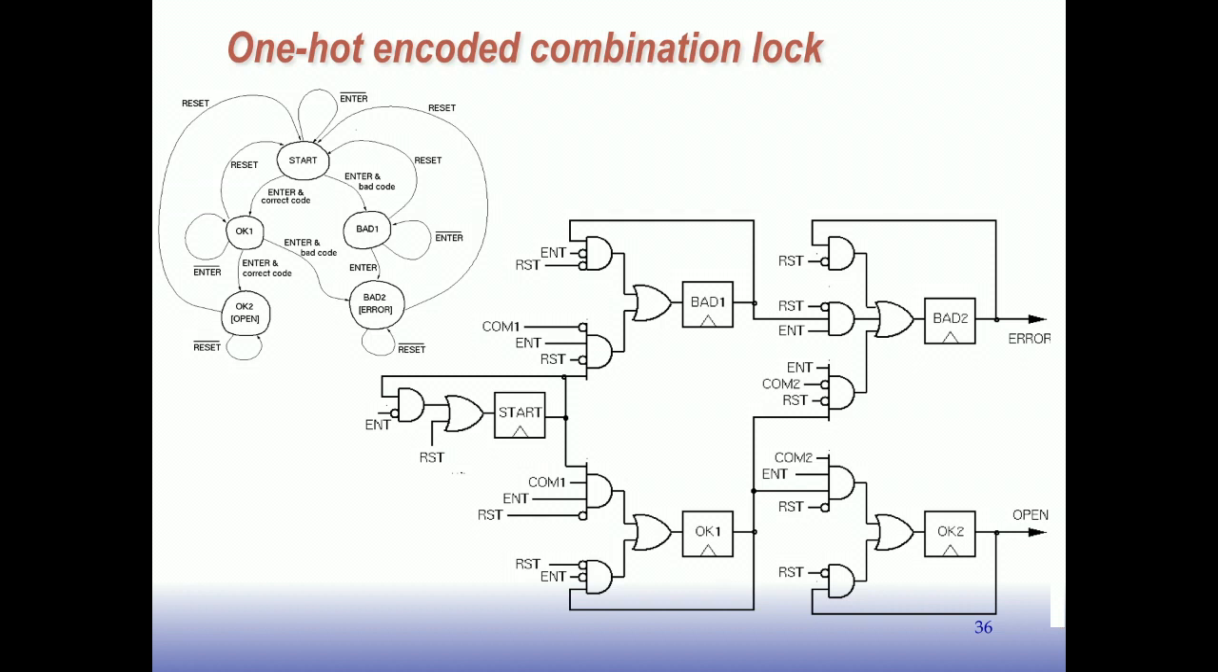And then, you know, for instance, bad 1 here, we stay in bad 1 if not enter, that's this loop. Or we can get into there if we're in start and it's not reset, enter is pressed, and it's not combination 1, meaning they had a bad combination, and we go and put a 1 in here. Everything else will get loaded as 0 at that point in time. So I've made this one a little overly complicated because I was not assuming that these registers have reset signals on them. So I've got this reset signal everywhere here. You could take that out and just have reset signals that go directly into the flip-flops. You don't really need the reset signal there if you have resets on the flip-flops.